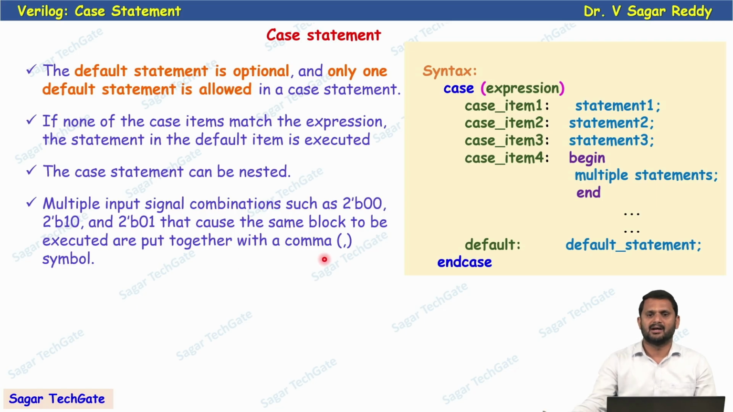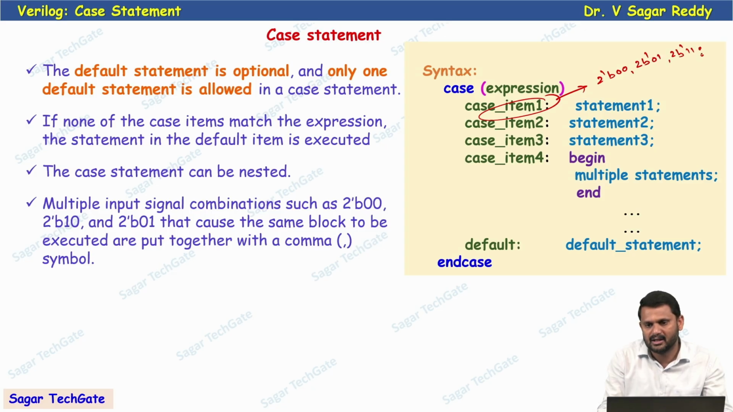Let us consider an example. This is my case item. In this case item, I can write 2'b00, 2'b01 and 2'b11. These multiple combinations I can use by separating them with commas. So 2'b00, 01 and 11 cause the same block to be executed. Whenever the expression matches 00 or 01 or 11, we'll execute statement 1. That is the meaning of this statement.